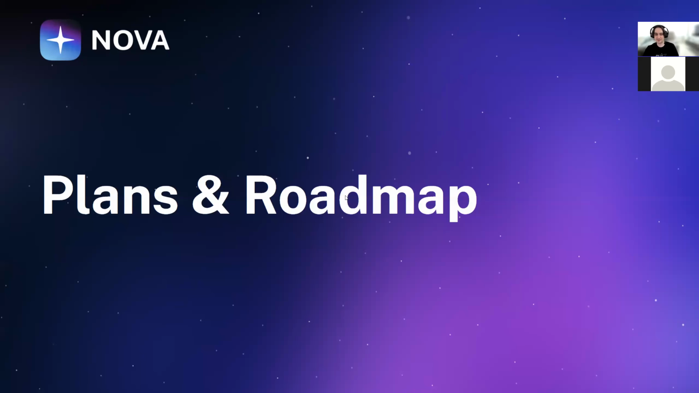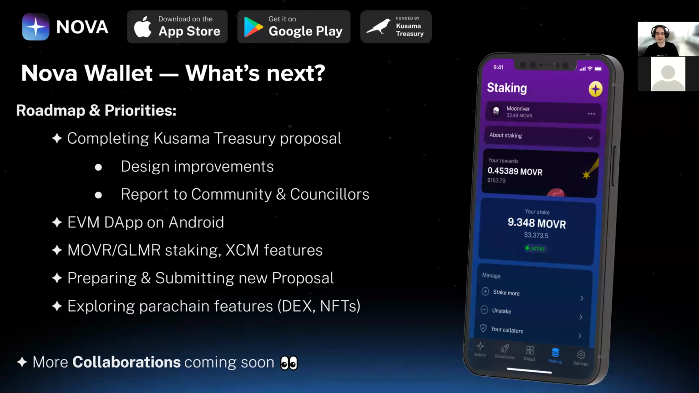Now let's quickly recap the plans and the roadmap. As I already mentioned, we are approaching the completion of our Kusama Treasury proposal, which means that we need to finish our design improvements, which we promised to the community and Kusama Councillors. We will also make a nice report for the community and Councillors on what we did. I think it's almost 4 months that we were working on that proposal.